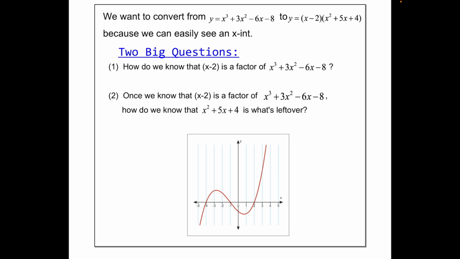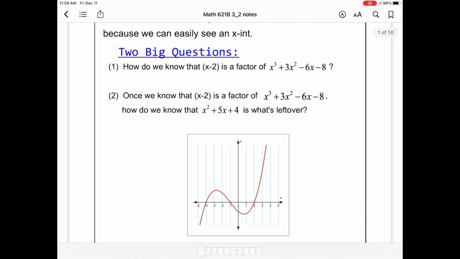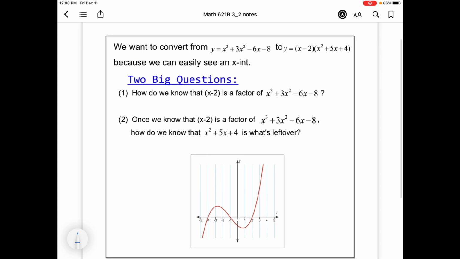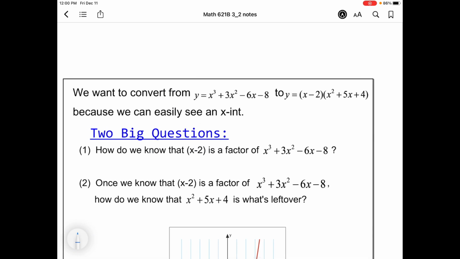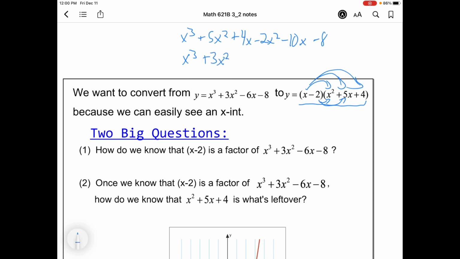So the two big questions are how do we factor, and once we factor, how do we know what's left over? And I want to look at that in the context of this example. Right here we have a cubic, x cubed minus 6x minus 8. It does indeed factor to this expression over here. And I can show that just by multiplying out, by, quote, foiling it out. So I'd get x cubed plus 5x squared plus 4x, and then all the other ones, minus 2x squared minus 10x minus 8. Collect all your like terms, and we're going to get this, which is the same as what we started with.